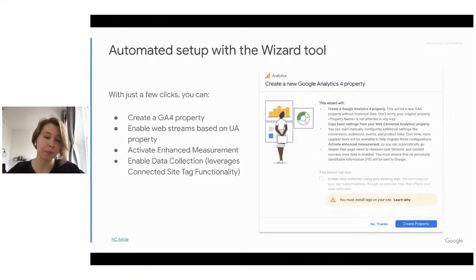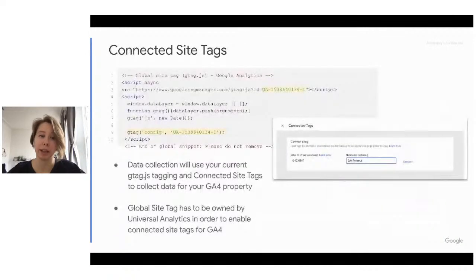So it will inherit things and events that you're already sending to your Universal Analytics property and translate them into the language that GA4 will understand. It will also allow you to activate enhanced measurement, and we will talk about what we mean by enhanced measurement. And at the last point, it will allow you to enable data collection. Speaking about data collection, the easiest way to set it up would be to leverage the connected site tags option.